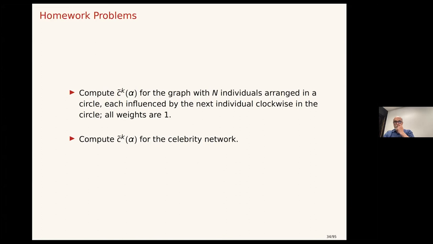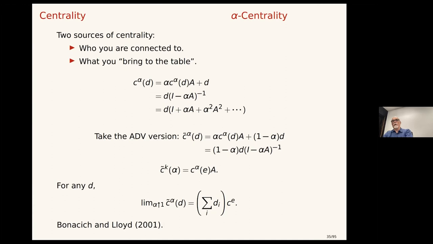One more source of centrality, which is unfortunately called alpha centrality, because we already have used alpha a lot. This is another thing by Phil Bonacich and by a PhD student of his back 20 years ago.